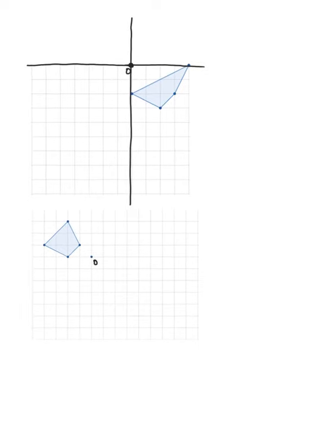So I have my X axis on the screen, and now I'm going to draw my Y axis. You always want to make sure that your X and Y axis intersect at the point of rotation. The next thing you want to do is label the points on your figure. So we have A, B, C, and D. And then you want to write the coordinates for A, B, C, and D.